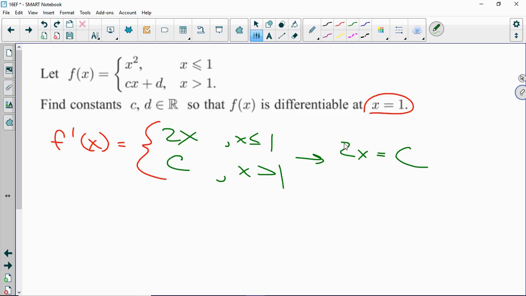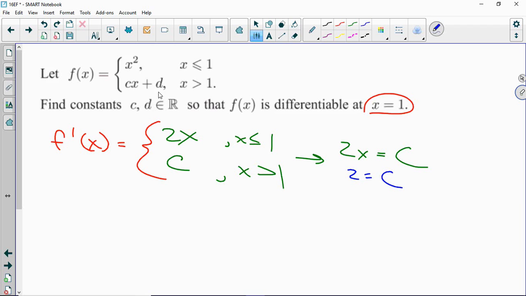And this is how I'm used to doing problems like this. I've never written out the notation with the left and right-hand derivative and whatnot. I've just done it this way. Now 2x equals c isn't an equation that we can solve, but what did I circle above? We're interested only when x is equal to 1, so that means that c has got to be equal to 2.